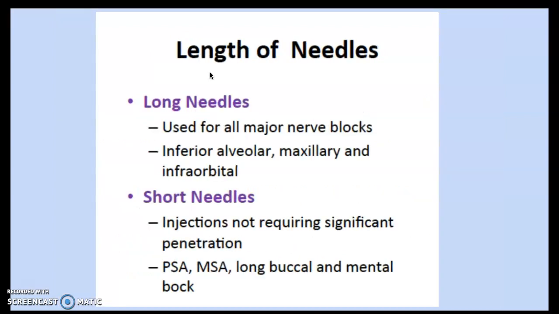The length of the needle: long needles are used for major nerve blocks like IA, maxillary, and IO. Short needles are used for injections that don't need significant penetration, like PSA, MSA, long buccal, and mental block.